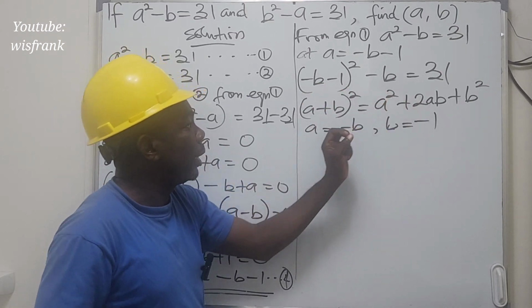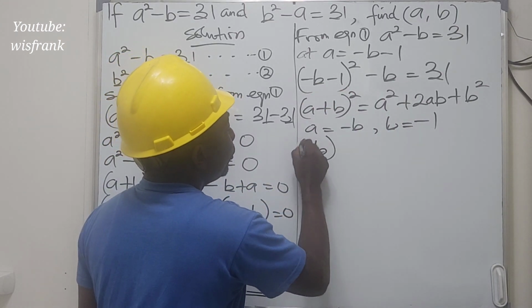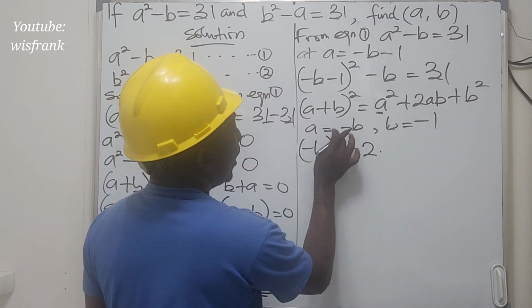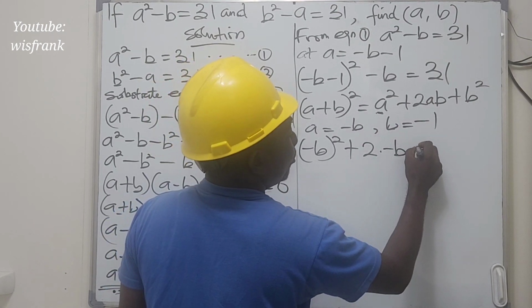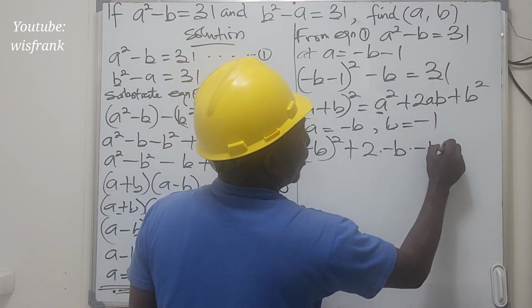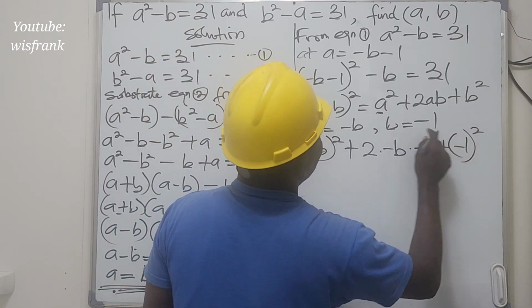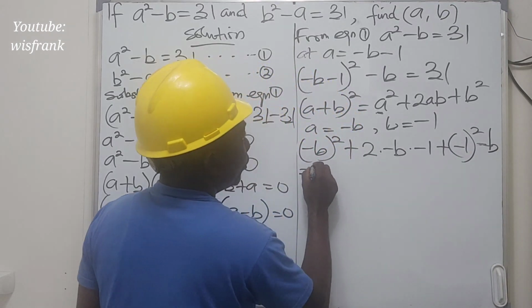Representing this in this format, we have a to the power of 2 as minus b to the power of 2. This is for this place. We have plus 2 times a. Our a is minus b. We have times b. Our b is minus 1. So we have plus b to the power of 2, which is minus 1 to the power of 2. So we have this minus b equals to 31.